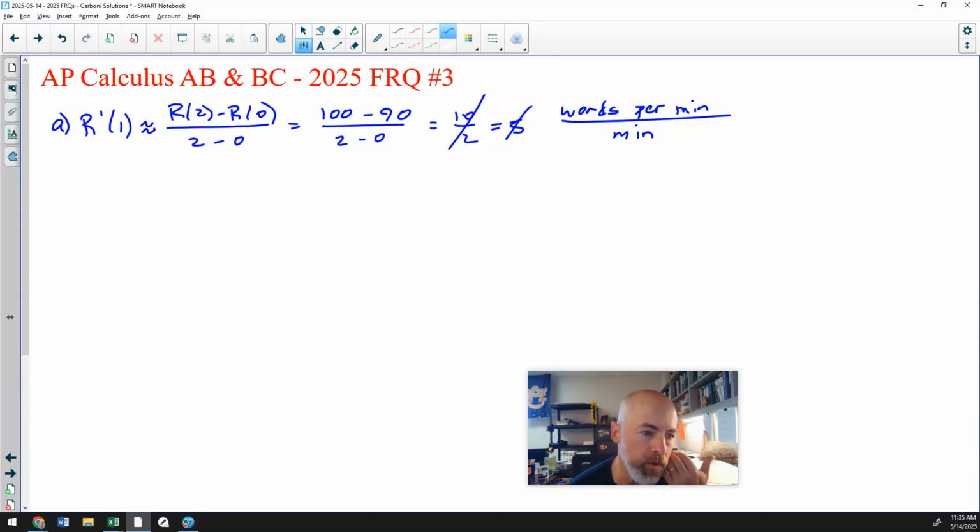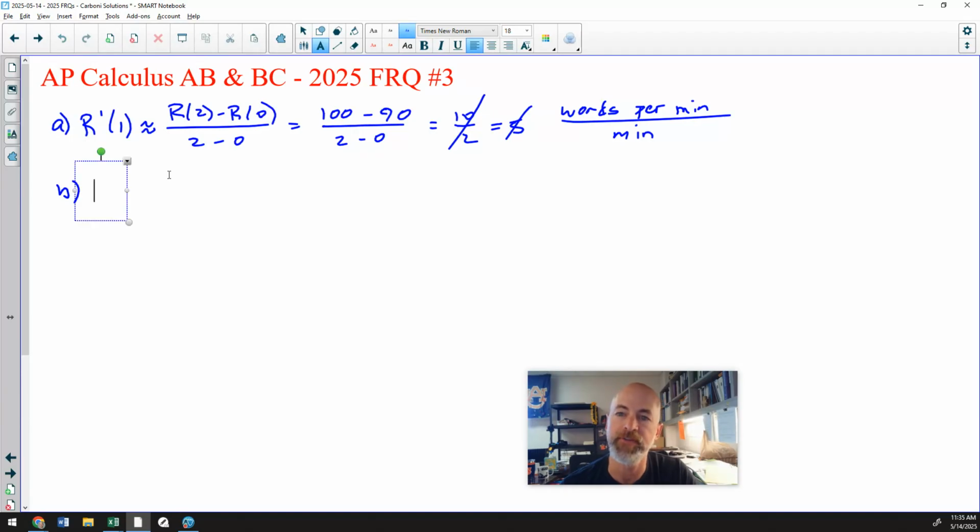Must there be a value C such that R of C is equal to 155? This one's going to be an intermediate value theorem. And when you are citing the intermediate value theorem, you need to establish that your function is indeed continuous. They do not tell you that the function R is continuous. They tell you the function R is differentiable. So I must say that R of T is differentiable.